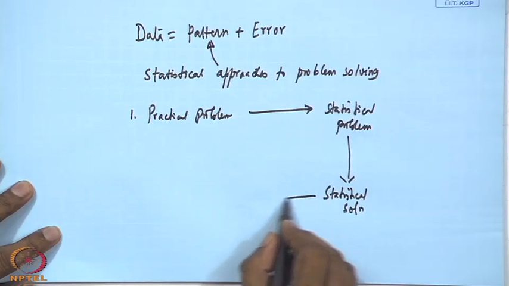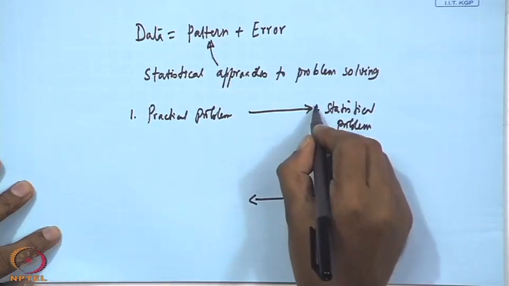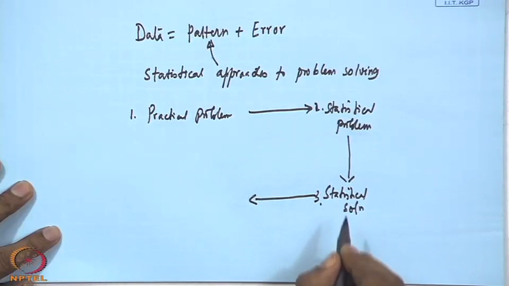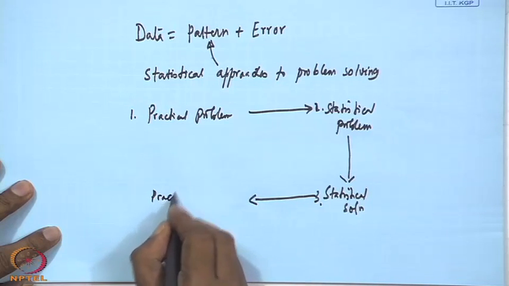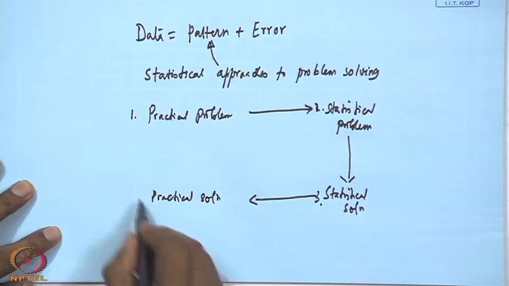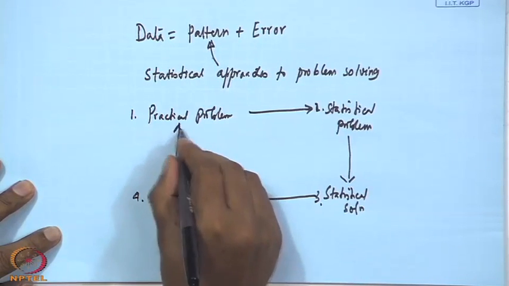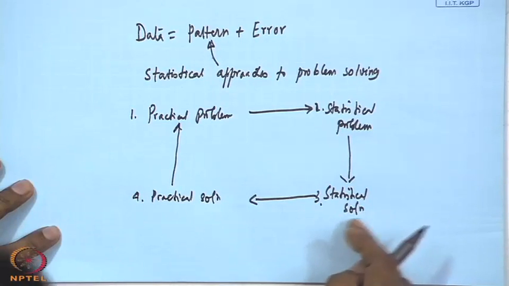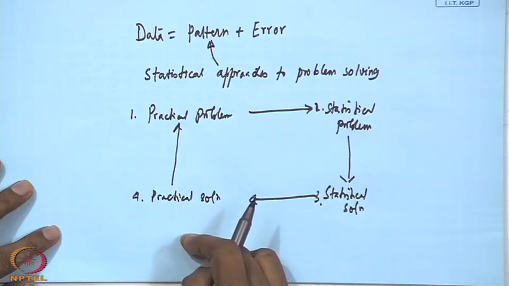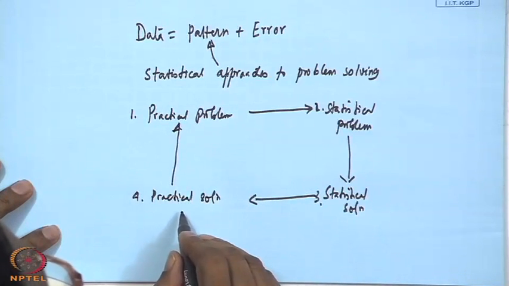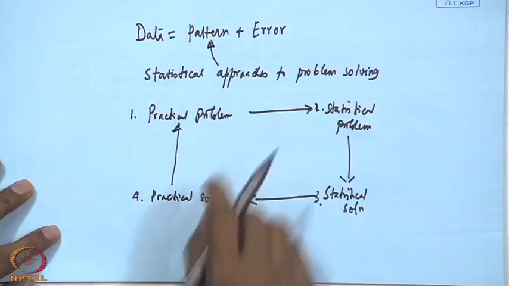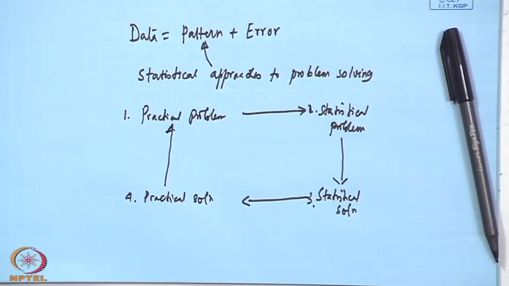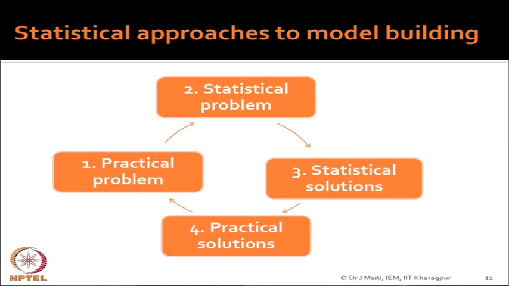If I say that the first one is practical problem, second is statistical problem, third one is statistical solution, then this statistical solution must be practical enough. So, that is the practical solution. Whatever solution you get, the statistical solution is converted to a practical solution and it should be checked whether the practical problem is truly solved or not. That is why this is a cycle, and if you see the slide, it is basically cyclic. Your practical problem is the crux of the matter.